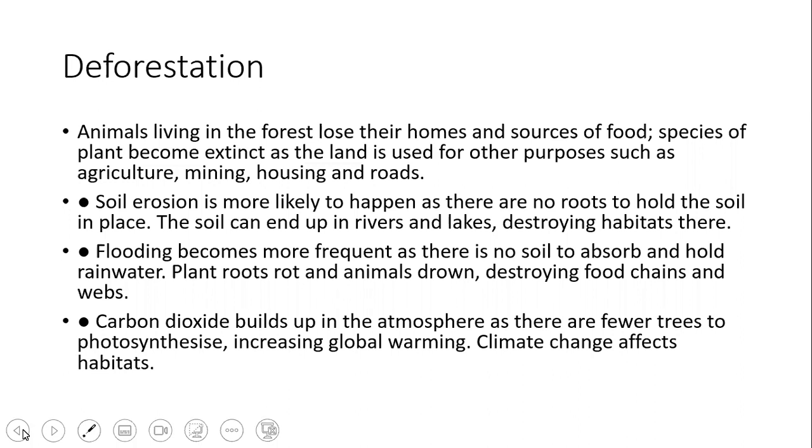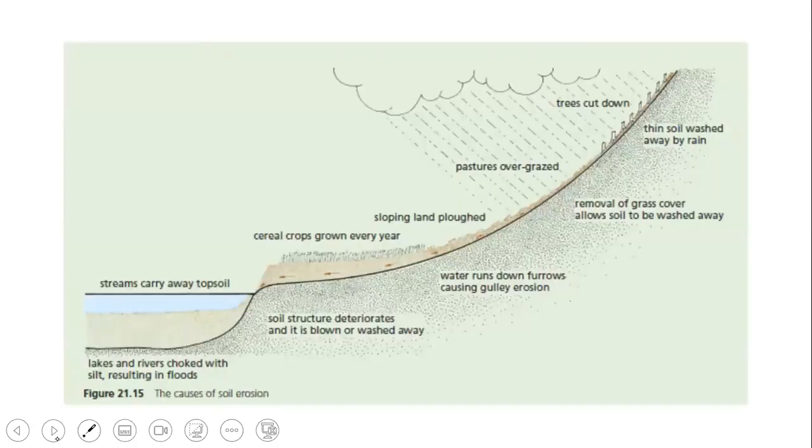The third point we already talked about before, carbon dioxide buildup, right? We are producing a lot of carbon dioxide by burning fossil fuels and all of that. But at the same time, we're cutting down trees that are responsible for removing the carbon dioxide. So, what is happening? The total amount of carbon dioxide is increasing, causing an increase in global warming and causing climate change. So, that is the detailed process of how deforestation is affecting the environment.